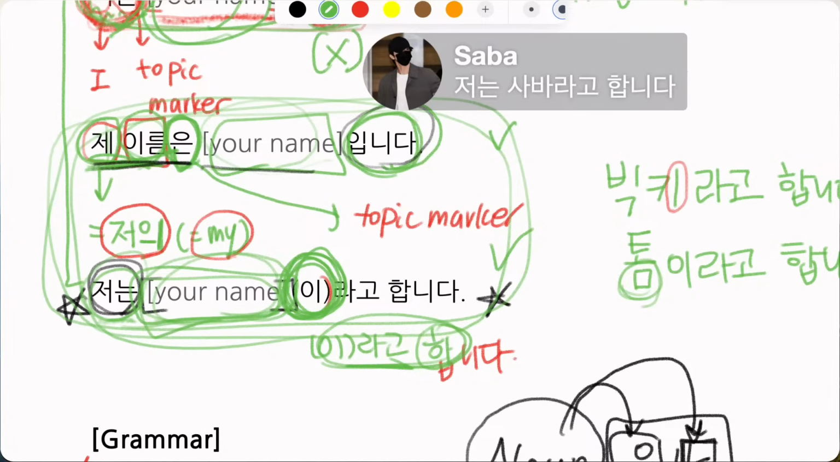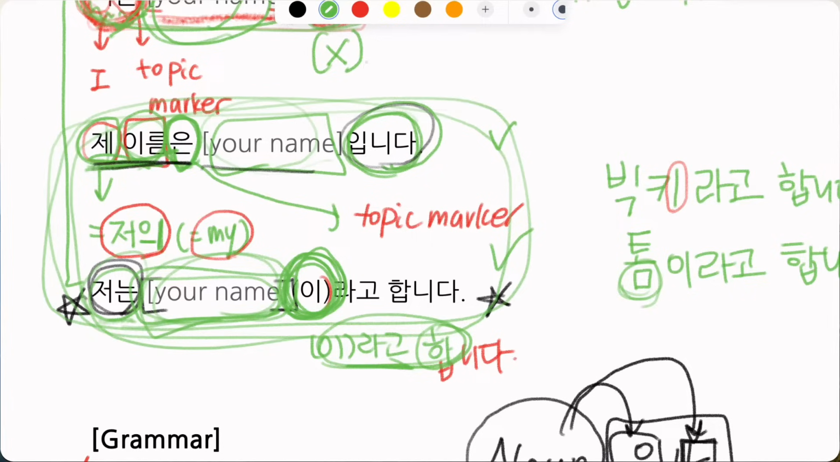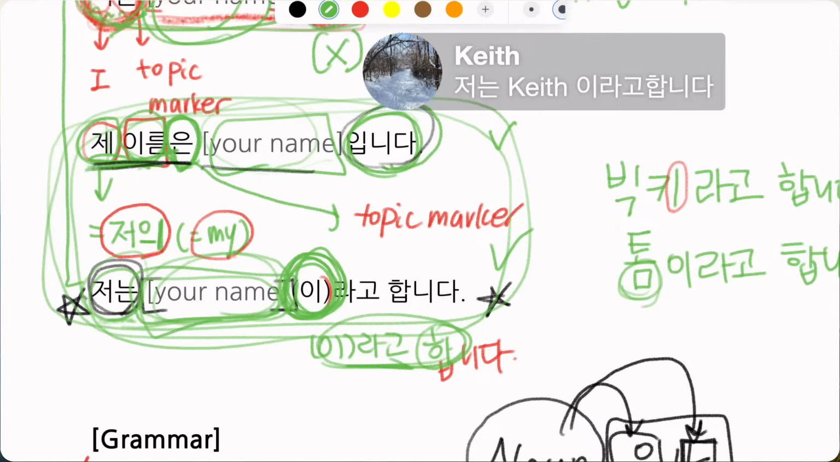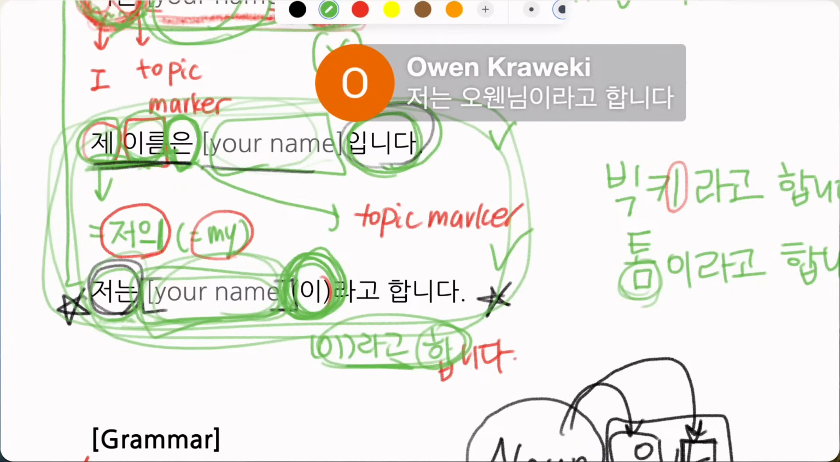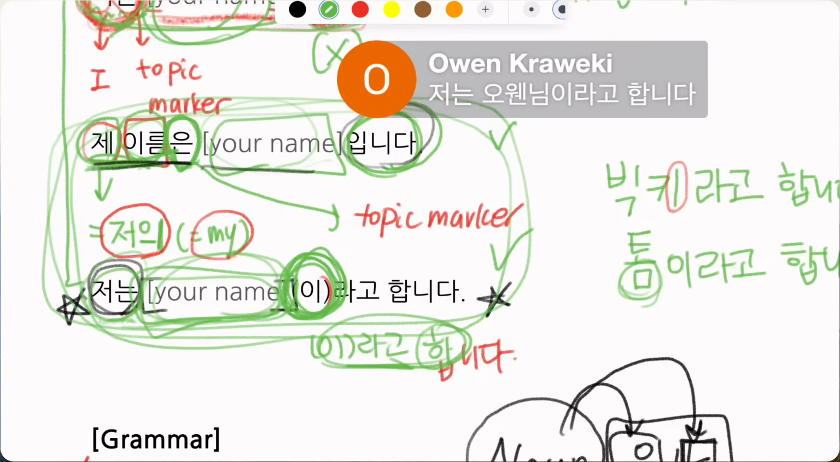좋아요. 사바, the name 사바 ends in a vowel. So you can say 라고 합니다, not 이라고 합니다. 좋아요. 그리고 키스라고 합니다. 좋아요. 키스라고 합니다. 저는 오웬님이라고 합니다. 오웬님 좋아요.